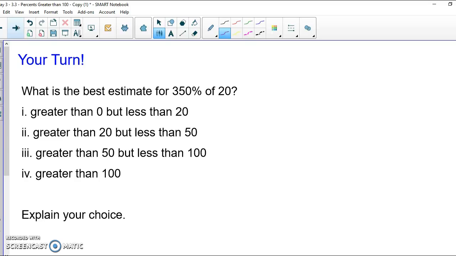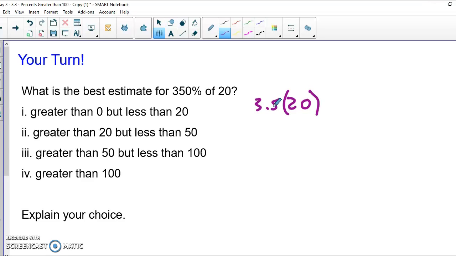Okay, so let's let you take a try at doing this on your own. So you may pause the video as you consider this question. What is the best estimate for 350% of 20? So I might first think of, well, 100% of 20 is 20, and 350% is going to be 3.5 times as big as 100%. So I might go ahead and just multiply in my head 3.5 times 20.